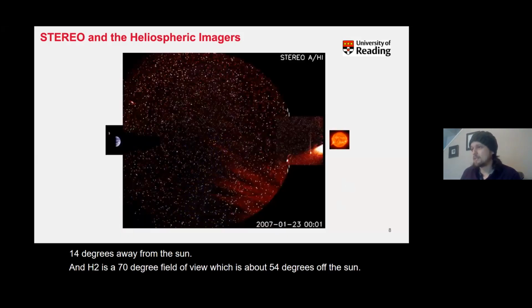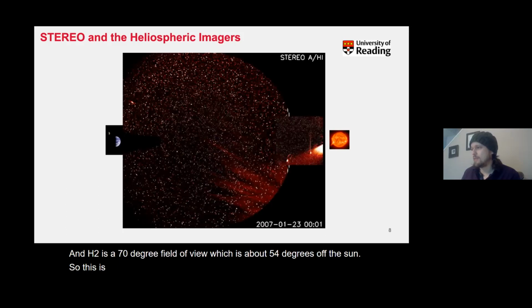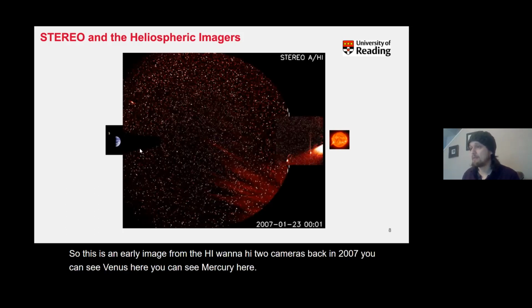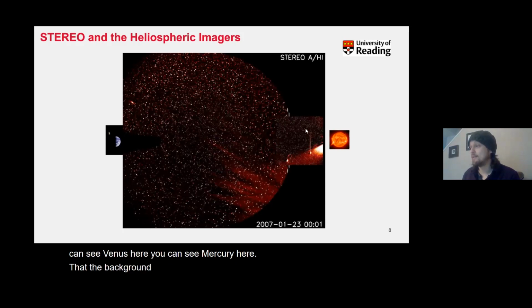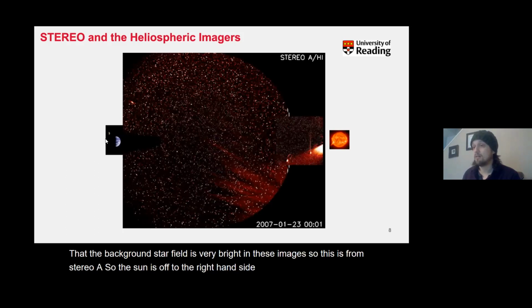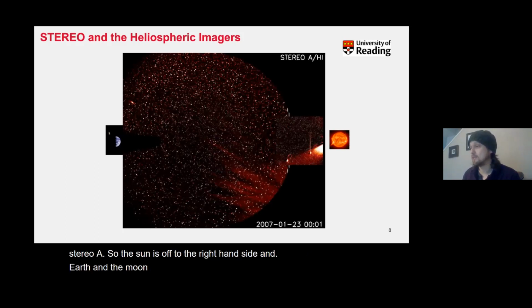So this is an early image from the HI1 and HI2 cameras back in 2007. You can see Venus here, you can see Mercury here. The background star field is very bright in these images. So this is from STEREO A. So the Sun is off to the right-hand side, and Earth and the Moon were around about here at that time.